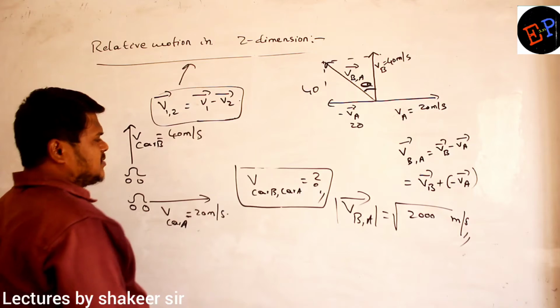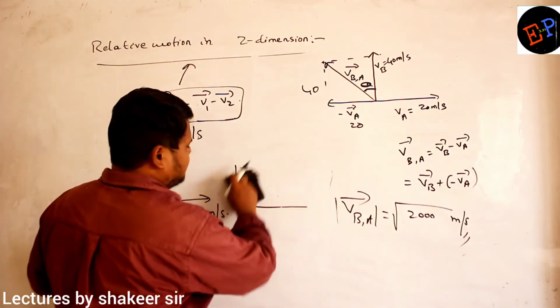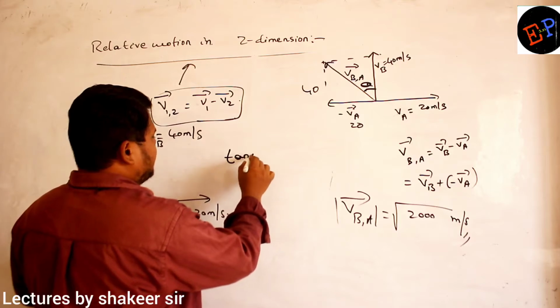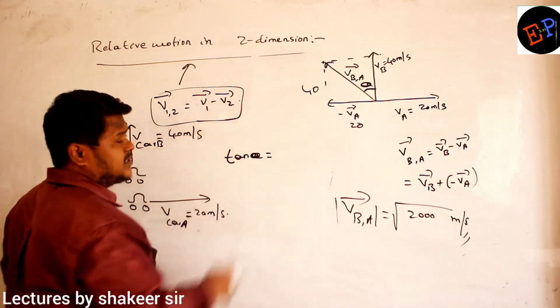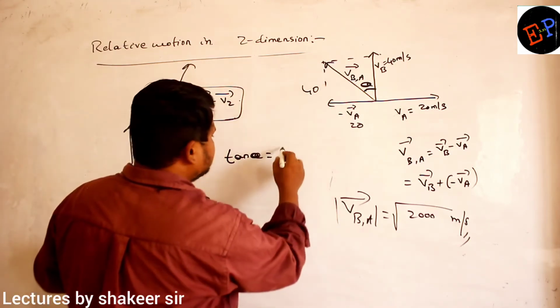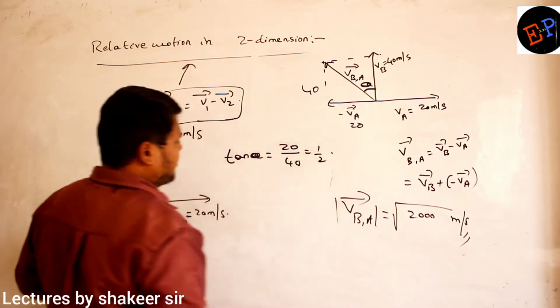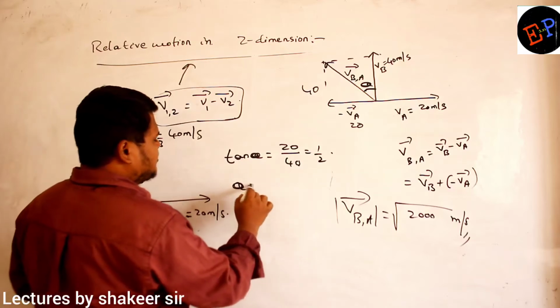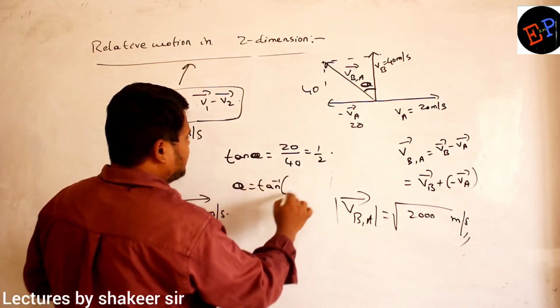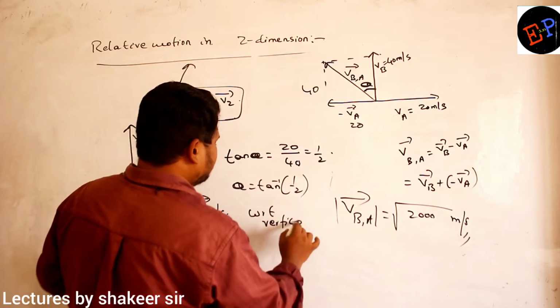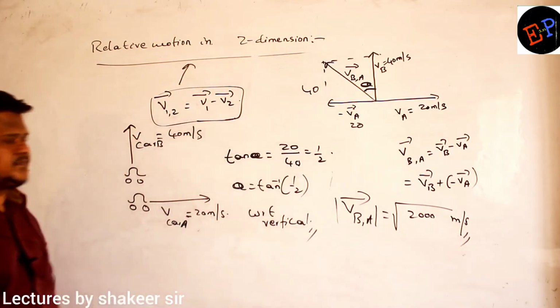Okay? So therefore, what is the angle? Tan alpha is equal to opposite by adjacent. Opposite is 20, adjacent is 40. So 1 by 2. Clear now? So therefore, alpha is equal to tan inverse of 1 by 2, with respect to vertical. That is my answer.